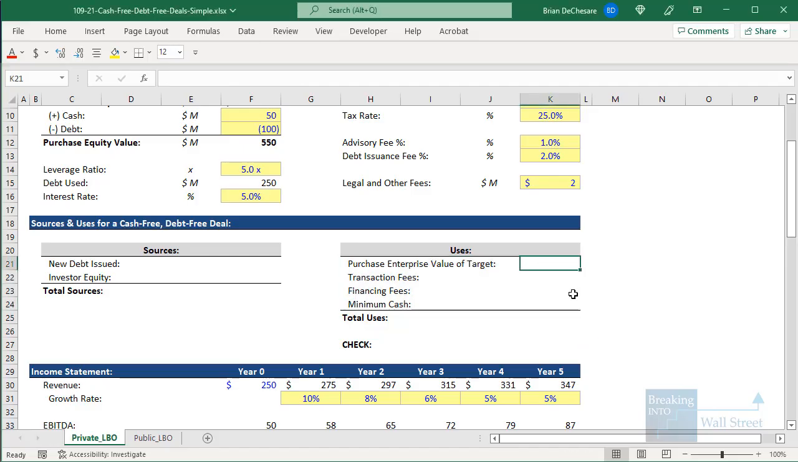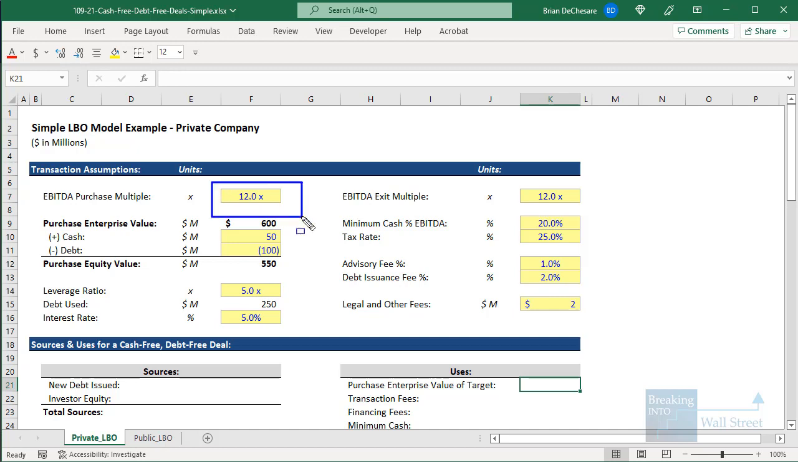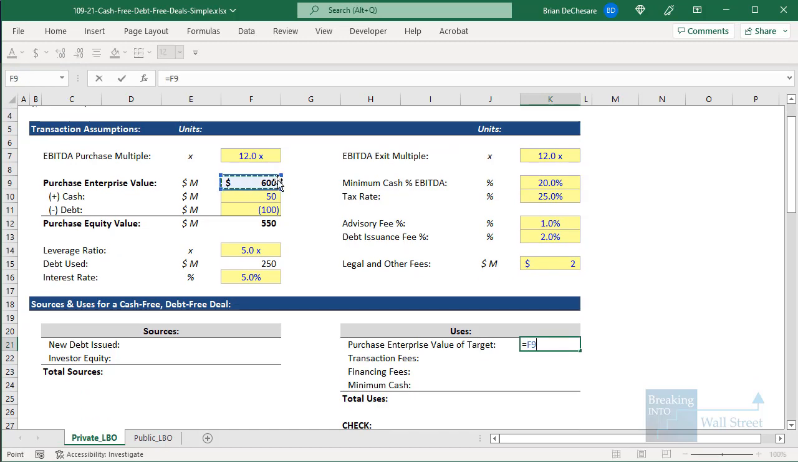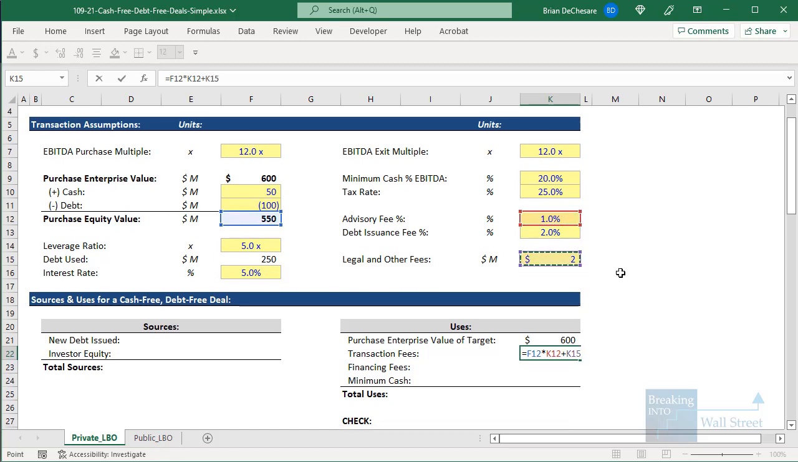So let's pull this up, and you can see here we're assuming a 12x EBITDA multiple, and the company has about 50 million in EBITDA, so the purchase enterprise value is 600 million. Let's go and link this in. The transaction fees here are going to be based on a percentage of the purchase equity value. So 1% times the 550 million. Then we'll add the legal and other fees.